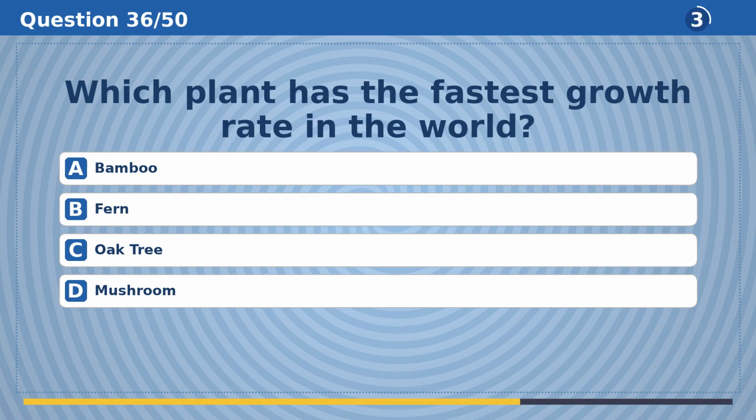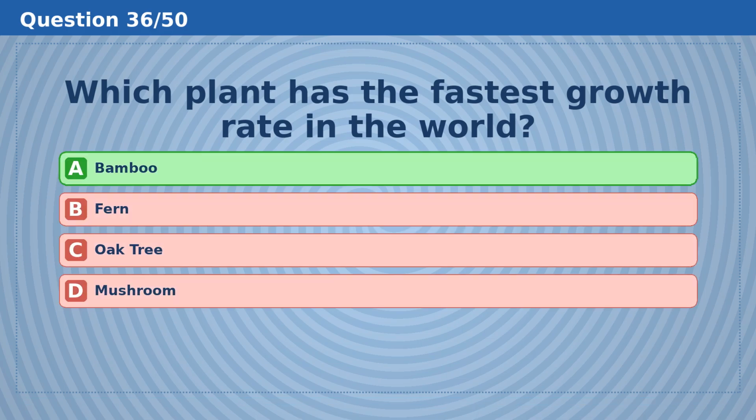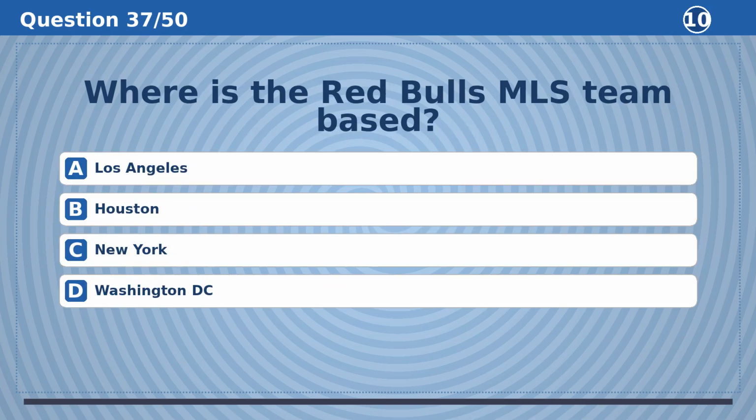Which plant has the fastest growth rate in the world? The answer is A, bamboo.